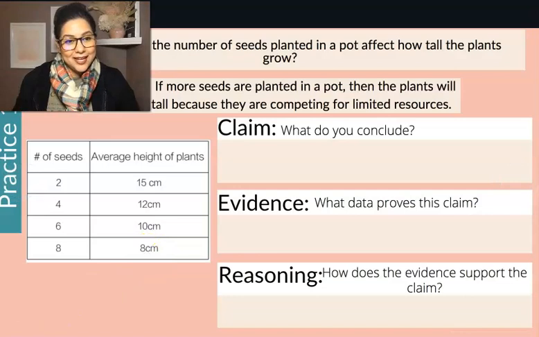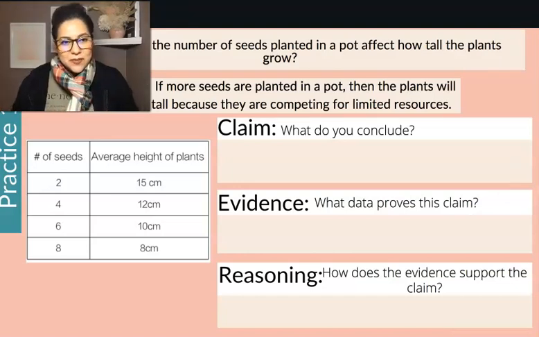So now we have our claim and we have our evidence to back it up. Now let's give a reasoning, right? How does the evidence support the claim? Well, my claim is that if I plant more seeds, then the average height's going to be lower. And my evidence is that when we planted 2 seeds, the average height was 15, but when we planted 8, the average height was 8 centimeters, which shows a decrease in the height. And this is happening because the more seeds you have in a pot, the more they're going to compete for resources such as the nutrients in the soil, water, and even sunlight. And that's going to limit their height.